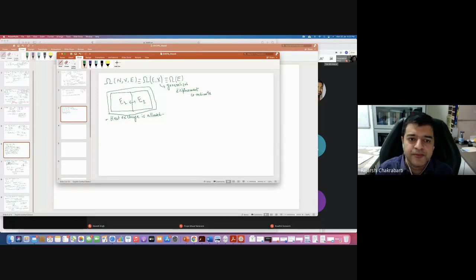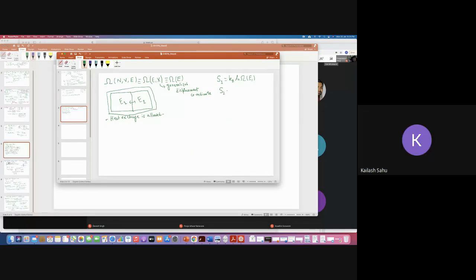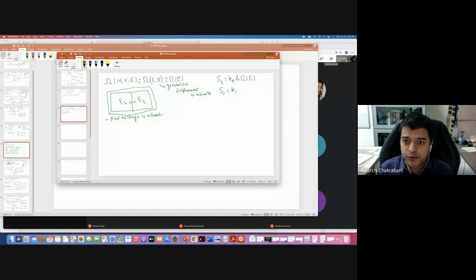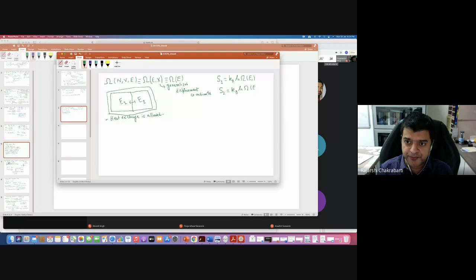So now my question is, if I go to these two subsystems and bring them together, I can write down that S1 is nothing but kB ln omega of E1. Are you fine with it? You know the Boltzmann relation, it was done in the last class. So similarly, what should be the expression for S2? kB ln omega of E2. It is obvious.